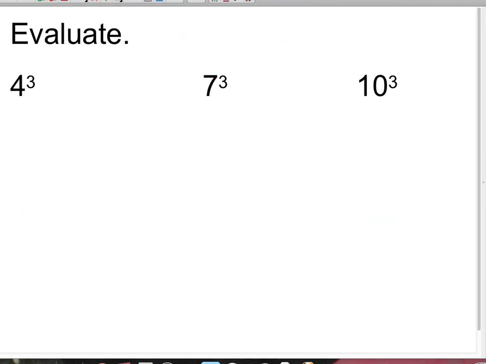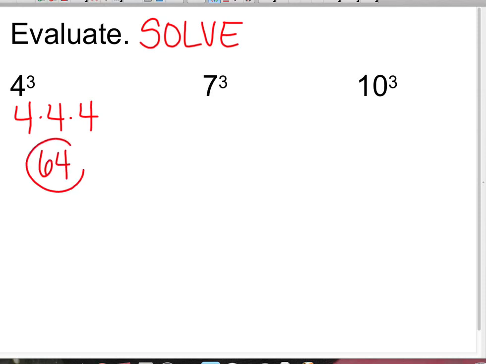Okay, let's try a couple example problems, and then I'll turn you loose. Evaluate. What does evaluate mean? You know that. It means solve. 4 to the third power. I know you want to tell me it's 12. It is not. 4 times 4 times 4 is 64.